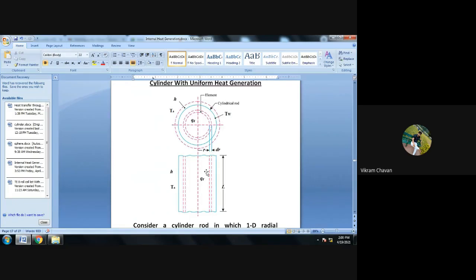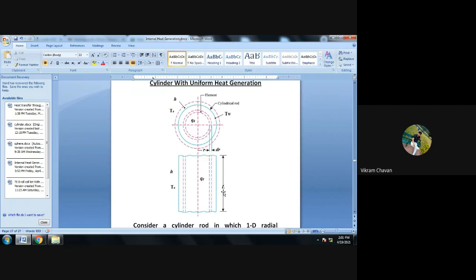A rod means a solid material. It is completely filled and doesn't have any cavity inside. So here we are going to consider one rod. This is the top view of that rod, and this is the front view of the rod. In the top view, we get the cross section of the rod, and in the front view, we get the length of the rod.